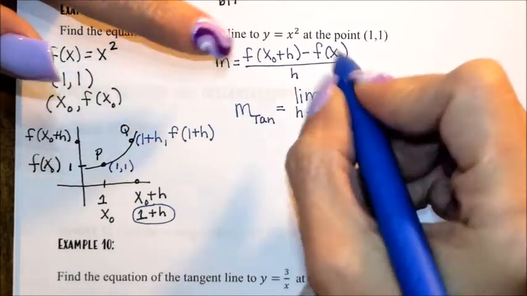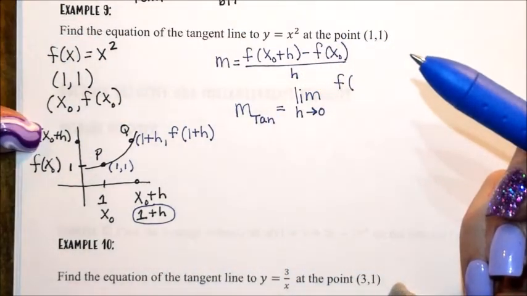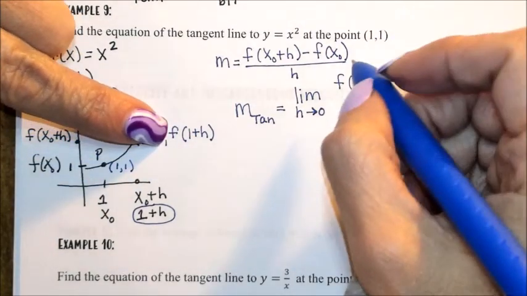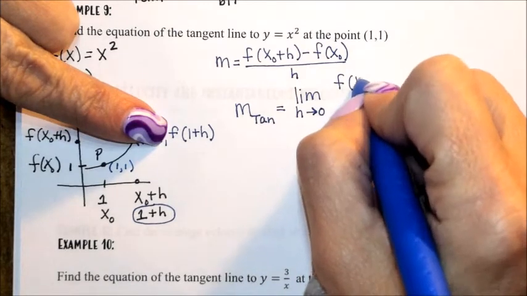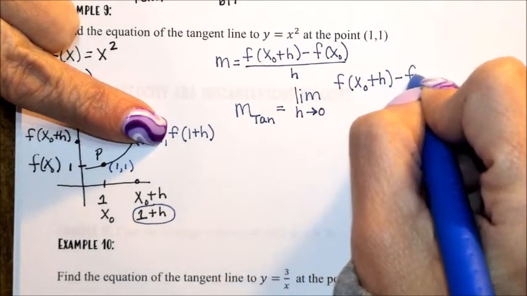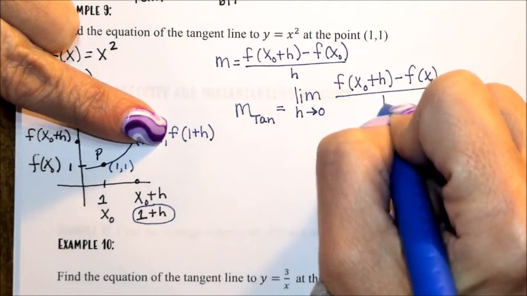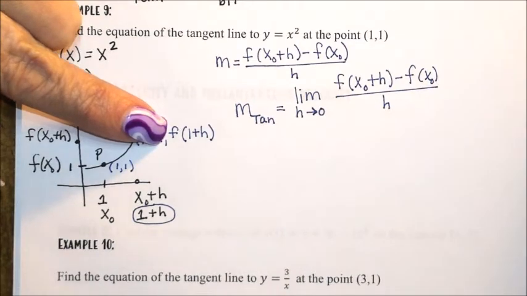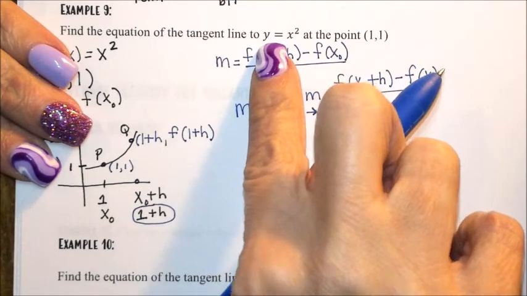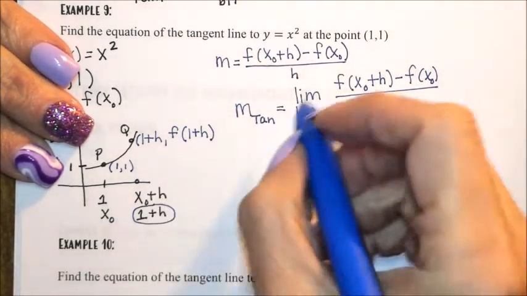f of... Now, I know x plus h is this one right here, so I'm going to use these two ordered pairs. So it's going to be f of, I'm going to put it in here first like this so that we can see it, minus f of x, all over h. But here's what I know. I know the function. So when I do f of x plus h, I'm going to be able to plug that in.